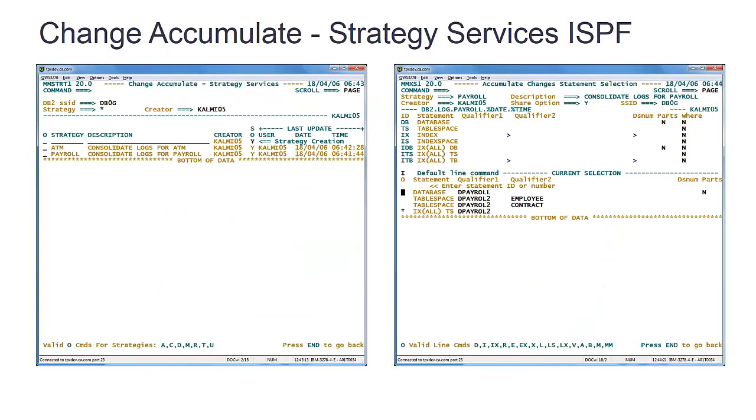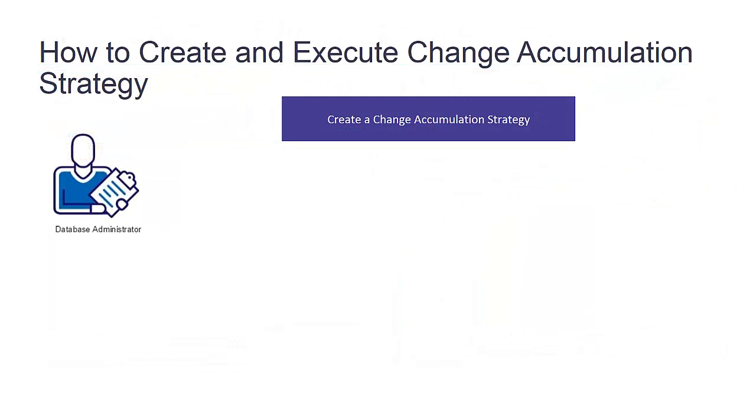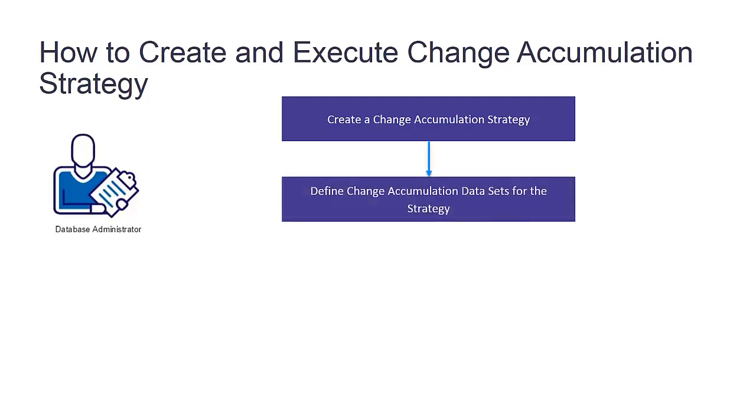The Change Accumulation ISPF interface lets you create a strategy for every change accumulation job you run regularly. You can re-execute the strategy and generate updated JCL. You can submit the JCL immediately or write it to a dataset for later submission. To update an existing strategy, type the U line command in the Change Accumulate Strategy Services panel. After you have specified the name and description of the strategy, add Change Accumulation datasets to the strategy.